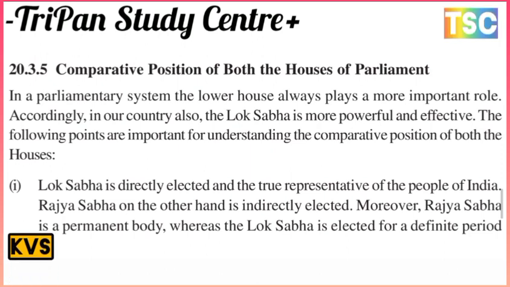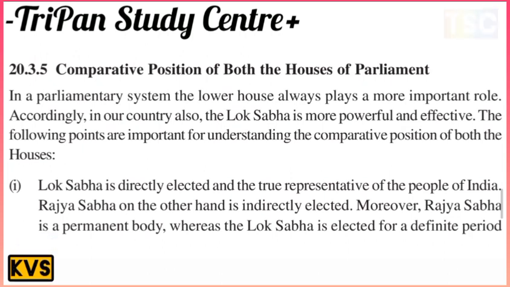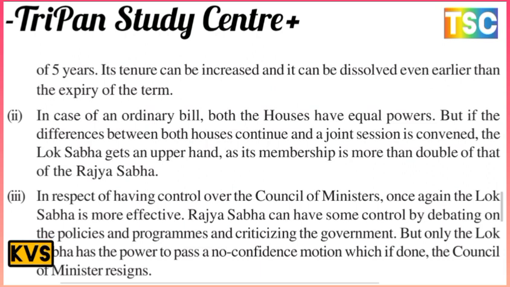First of all, the Lok Sabha is directly elected and is the true representative of the people of India. Rajya Sabha, on the other hand, is indirectly elected. Moreover, Rajya Sabha is a permanent body, whereas the Lok Sabha is elected for a definite period of 5 years. Its tenure can be extended and it can be dissolved even earlier than the expiry of the term.